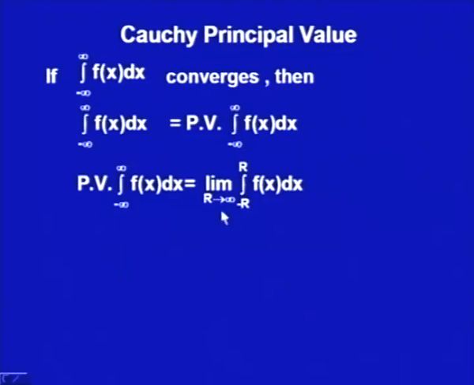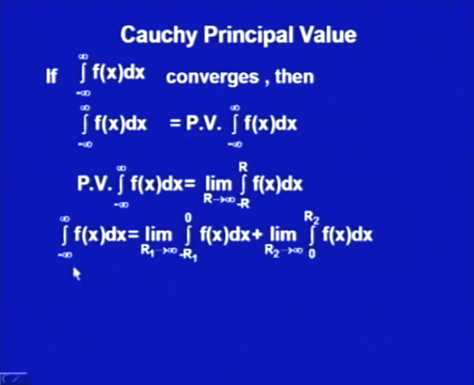Let us take a very simple example here. The integral we have defined as the limit as r1 approaches infinity of the integral from minus r1 to 0, and the limit as r2 approaches infinity of the integral from 0 to r2, of the function f(x). This is how we have defined this integral. We are saying that if this integral converges, that means both these limits exist, then the sum of these limits is actually this particular limit: the limit as r approaches infinity of the integral from minus r to plus r of f(x) dx.